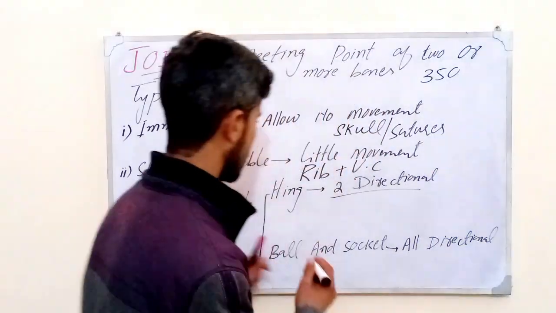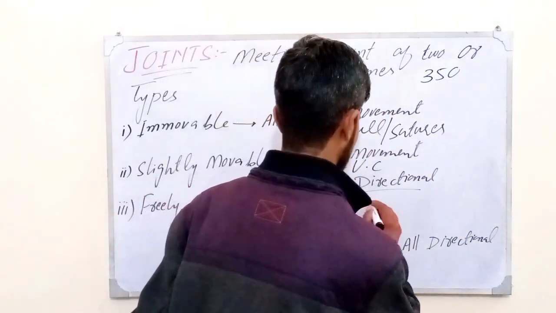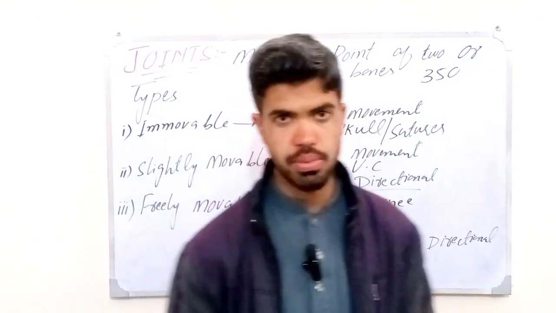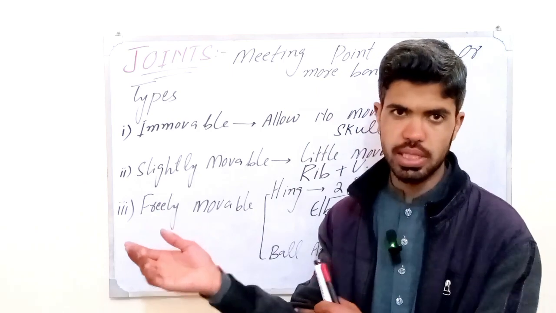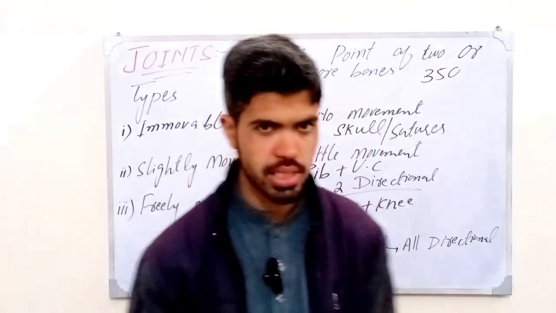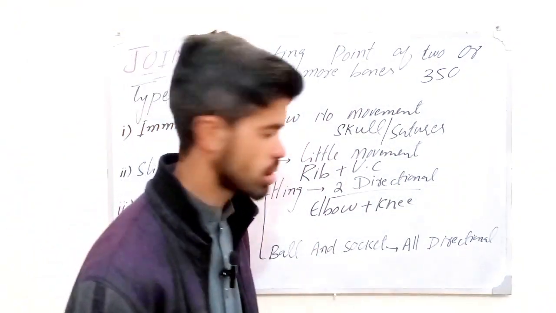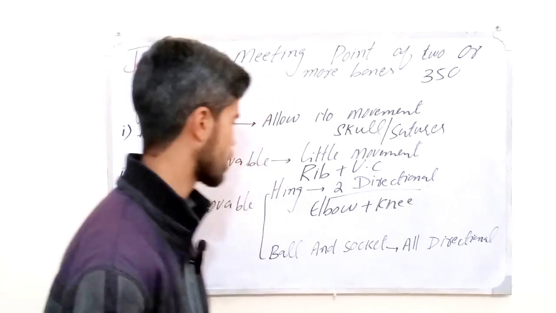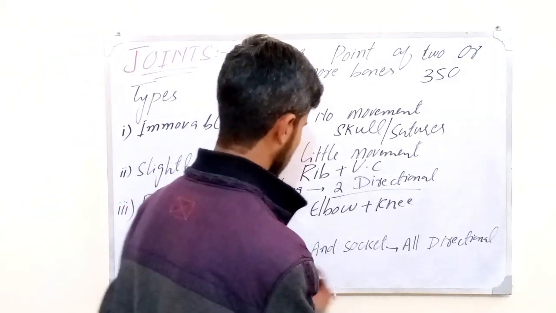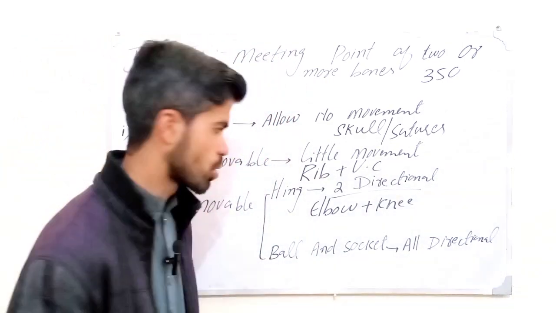The examples are the elbow joint and the knee joint. The knee and the elbow are hinge joints, meaning they allow forward or backward movement. The knee joint is also a hinge joint with two-directional movement. The last type is the ball and socket joint, which allows movement in all directions: forward, backward, upward and downward.